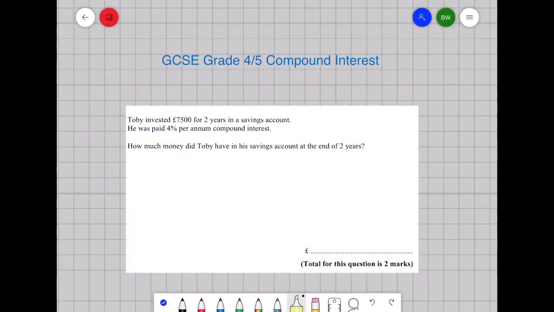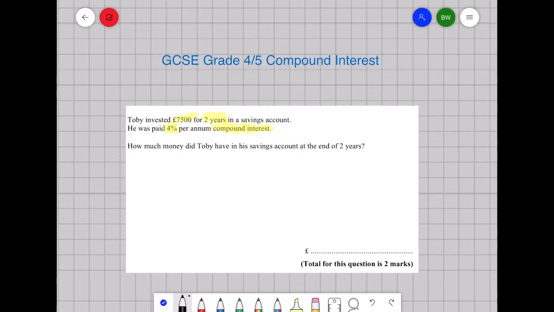So in this question we're looking at compound interest, which is a grade 4, grade 5 question. So Toby invested £7,500 for 2 years in a savings account. He was paid 4% per annum, which is just per year, compound interest. And that's important, compound interest, which is different to simple interest. So for compound interest, it means we can use the formula because the interest is compounding and it's changing in the actual amount that's earned each year.